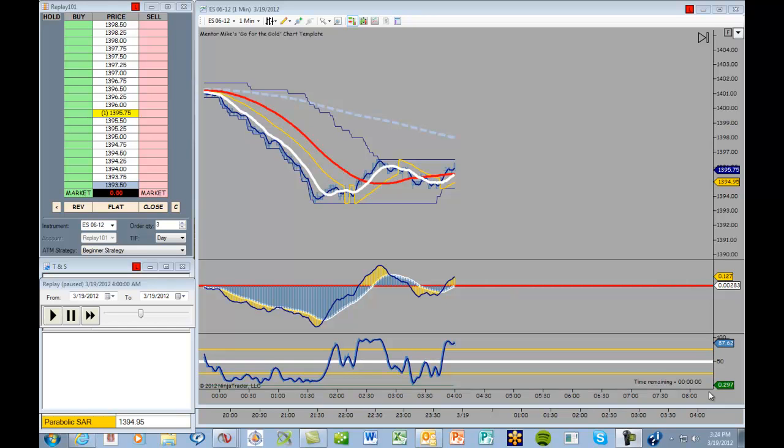Today is Monday, March 19th, 2012, and it looks like we might be in store for a long trade pretty quick here. Only problem is that the stochastic is already pretty overbought. Let's see if we can't catch a moment when it drops down a little bit and then turns around. So let's fire up the data feed.